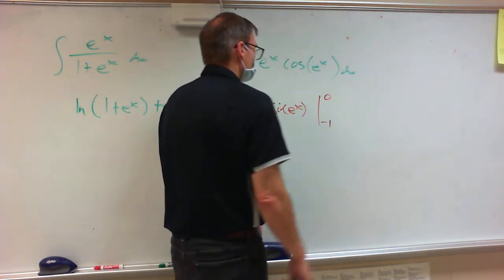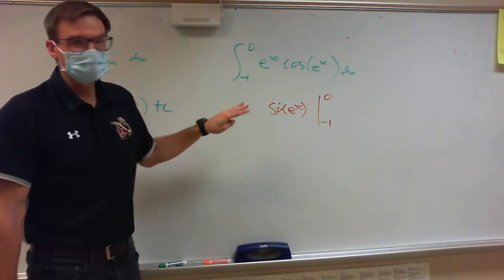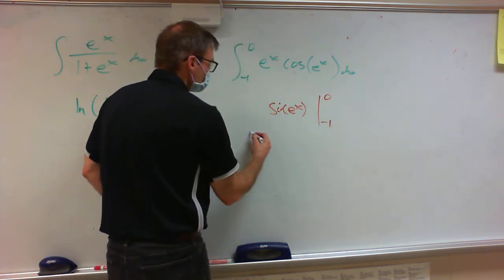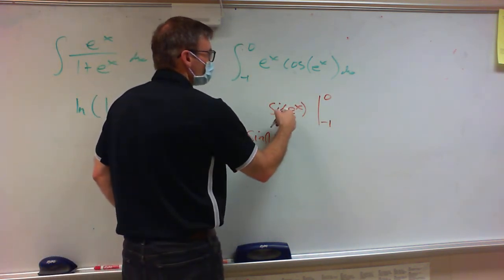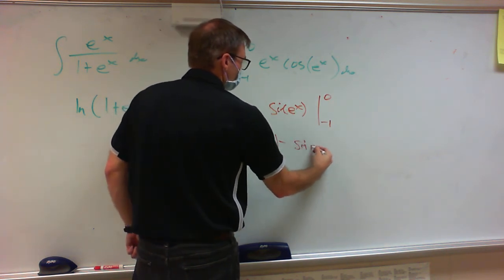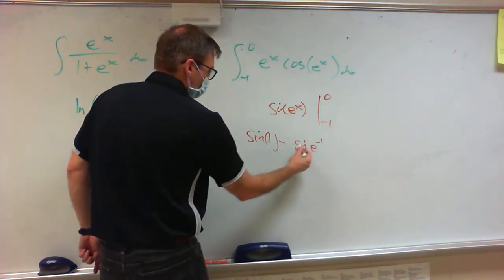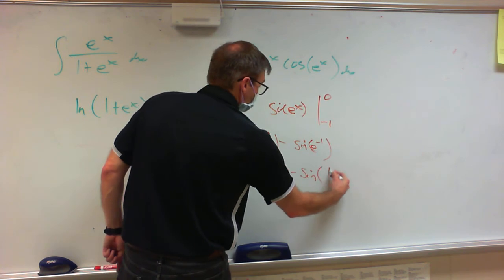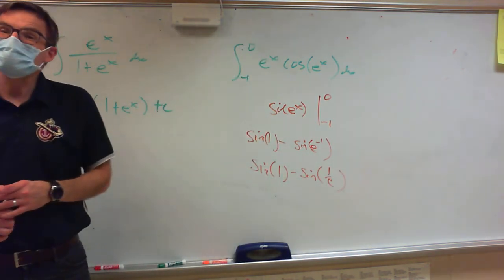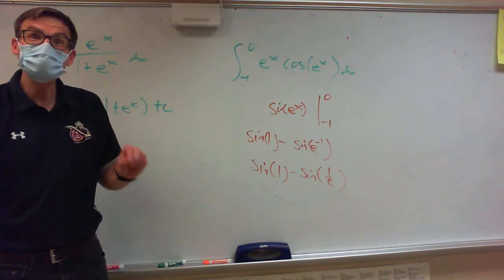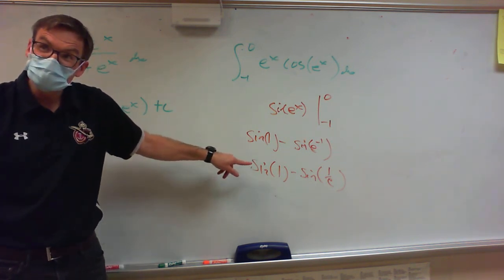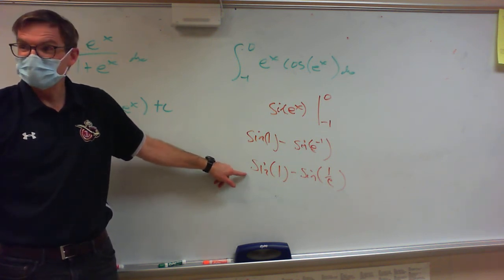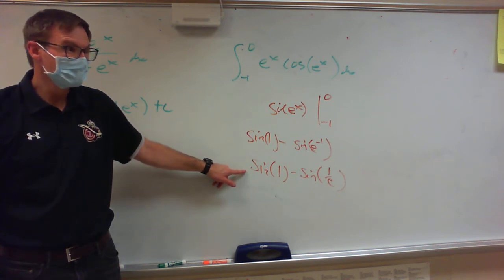But I need to talk about this. We're going to evaluate from negative 1 to 0, so I want to talk about how you compute this. You plug the top number in, so e to the 0 is 1, and this gives me sine of 1. Plug the bottom number in, that gives me sine of e to the negative 1. So I end up with sine of 1 minus sine of 1 over e. Believe it or not, that's the answer they want. Don't worry about trying to type that in a calculator. This is the answer they want.